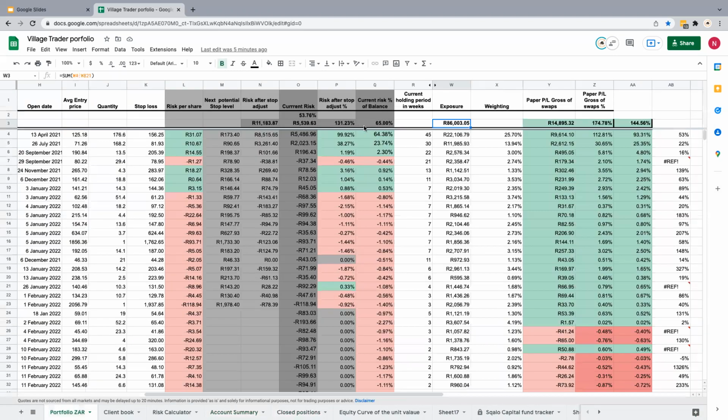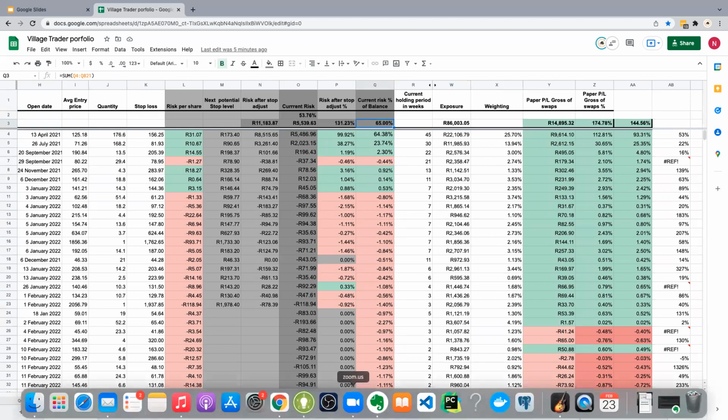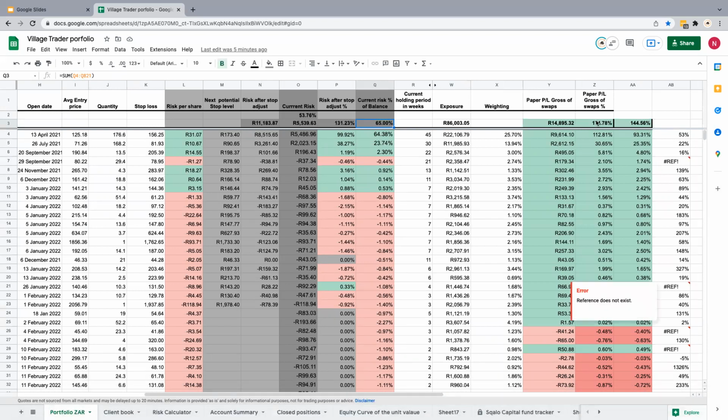All things being equal, if all my stop losses are hit, I'm up 65%. Let's say the market opens tomorrow, everything goes down and my stops are hit. I'm up 65% instead of the current profit of 174%. So the risk of holding this 174% is giving back down to 65%.